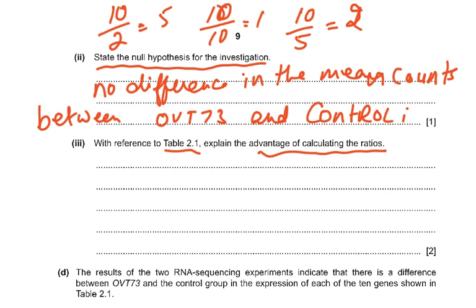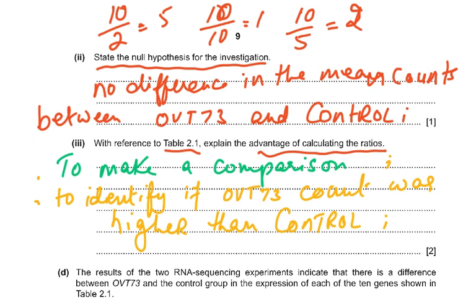So to make a comparison, the ratios are a very good way, and also to identify if the OVT73 mean count was higher or lower than the control, because you're comparing it with the control. So the ratios or the percentages are a way to compare, and to identify if the OVT73 count was higher than the control. You could also use data from table 2.1 to support this statement of yours.